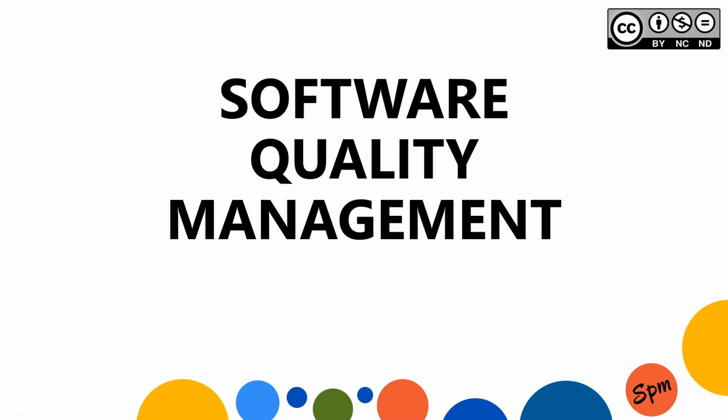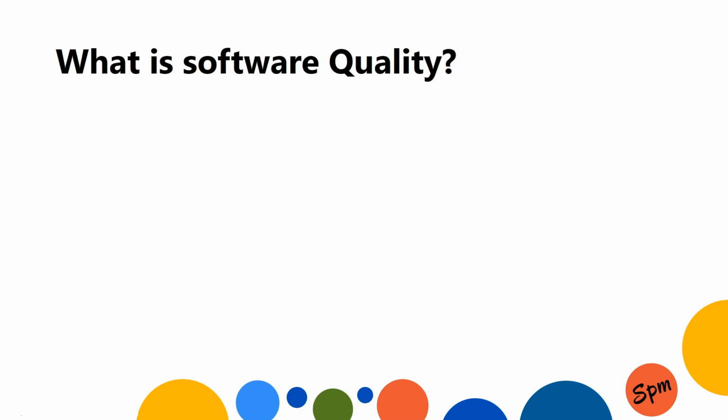Today's topic is software quality management. Software quality means developing a product that meets the defined specification and criteria. For example, if we decide that our website should load in 2 seconds, this will be our criteria. And if the website we develop loads in less than 2 seconds, it means it meets our criteria and our defined quality is achieved.